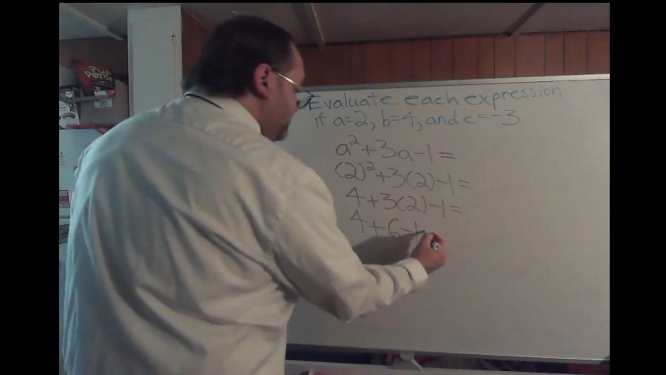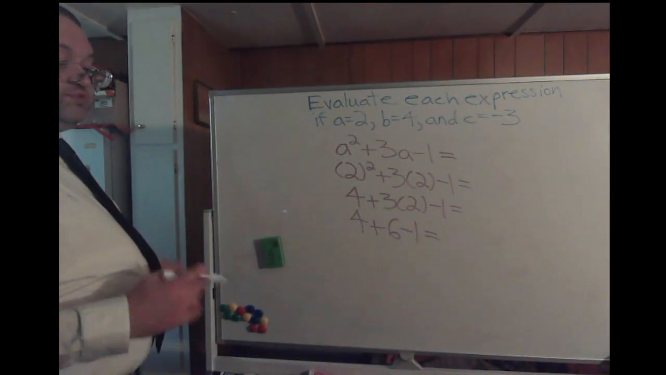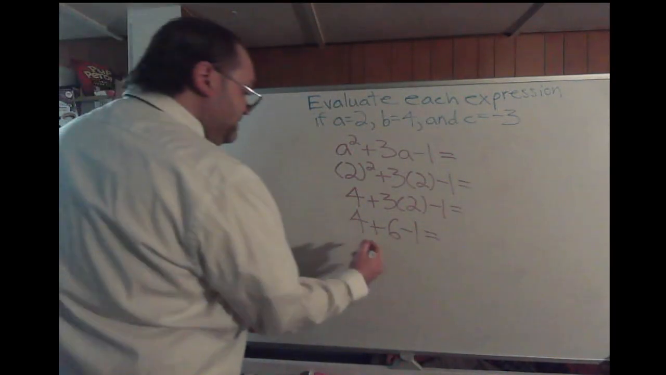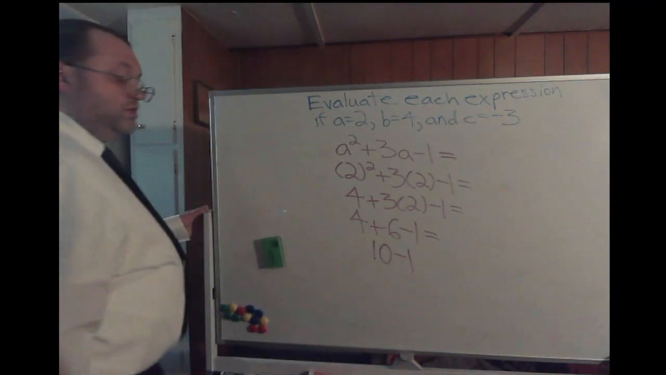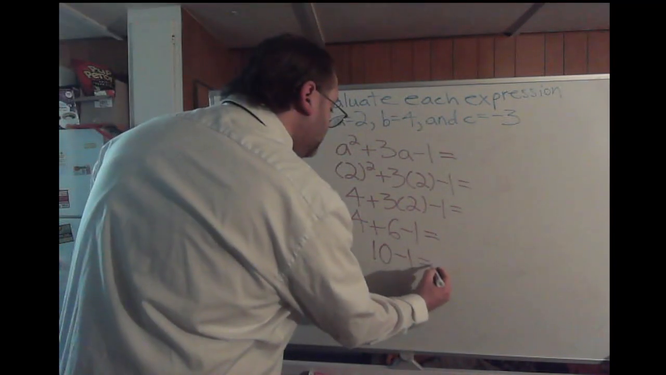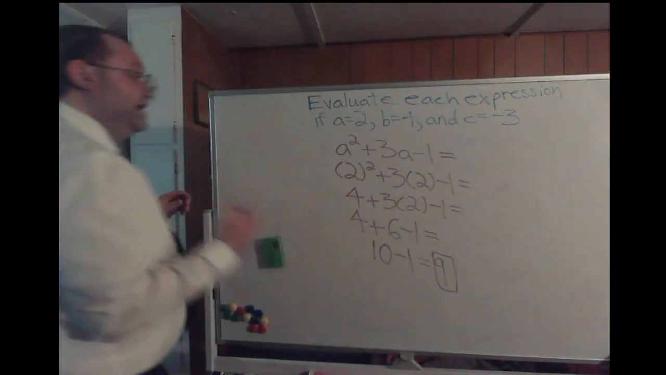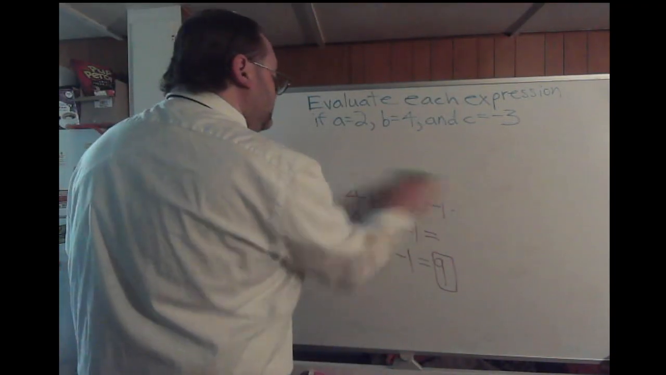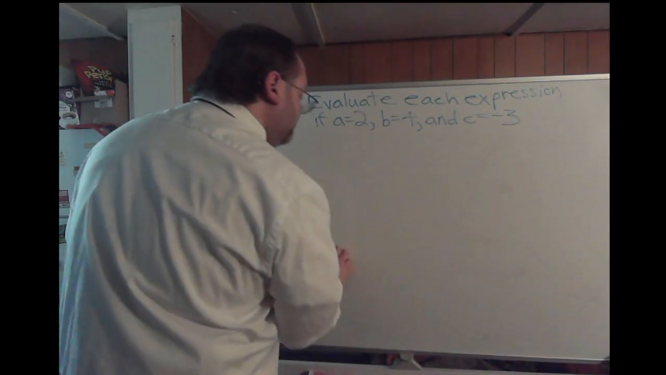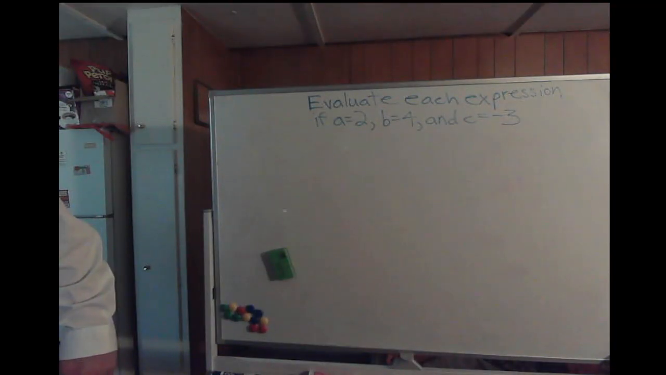Now that we have a simple addition subtraction problem, we just work from left to right and solve it. So 4 plus 6, that's 10. You're left with 10 minus 1, which equals 9. So the answer to this is going to be 9. It's all good to know how to substitute in these variables. Not terribly far from done.